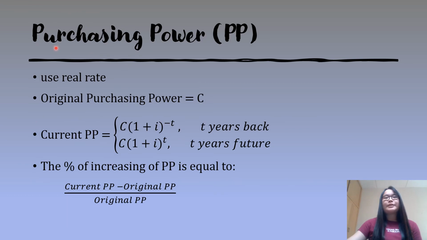Next, purchasing power, PP. We use the real rate to calculate PP. The original purchasing power is C. The current purchasing power is either T years back or T years in the future. These two have a similar formula, and the only difference is that the power is either negative T or T. The percentage increase of PP equals current PP minus original PP, divided by original PP.